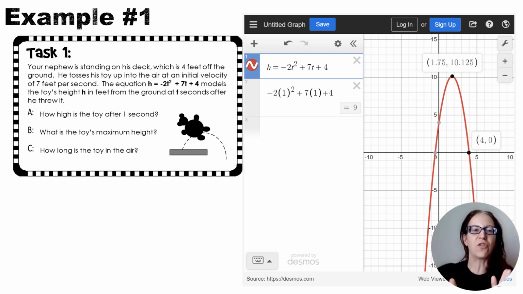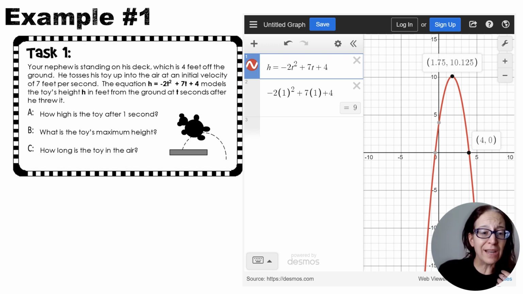Okay, it says a lot. It tells you that his deck is 4 feet off the ground. It talks about something called initial velocity. That is the starting velocity. When he throws the toy up in the air, the toy leaves his hand, and how fast is it going when it leaves his hand? None of that though is necessary for solving the problem.